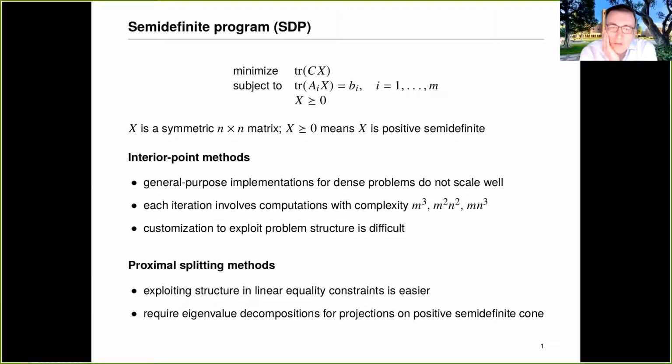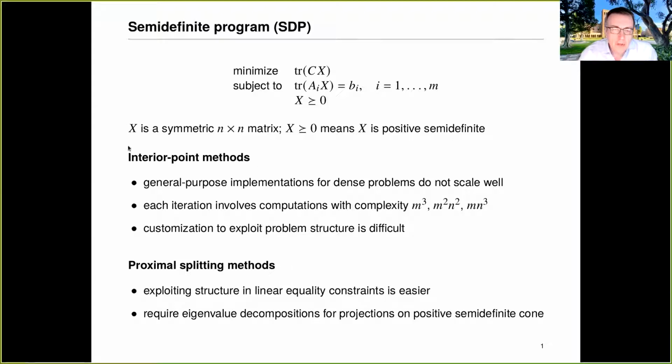So to motivate the topic, we can look at the standard form of a semi-definite programming problem with an n by n symmetric matrix variable x. It has to be positive semi-definite, m linear equality constraints on x, and we are minimizing a linear function of x.